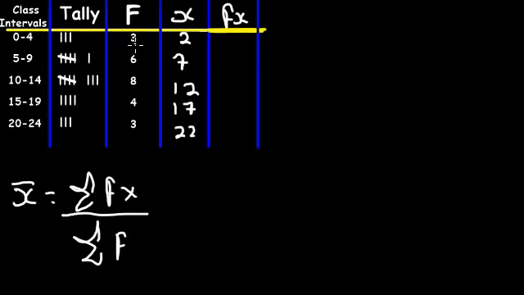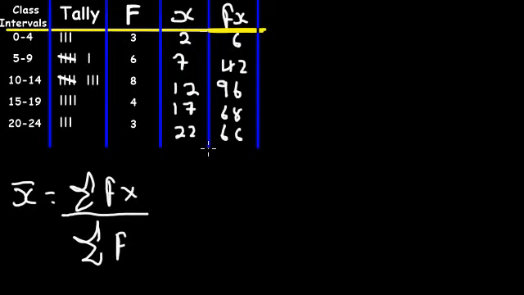We said fx is the frequency times the mark, which means for this class interval 0 to 4, its fx will be 3 times 2, which gives us 6. The next one is 6 times 7. You notice that will give us 42. 8 times 12 gives us 96. 4 times 17 would result in 68. And 3 times 22 will result in 66. Now we have the column for fx to be filled up.